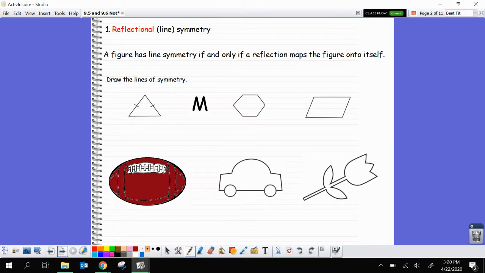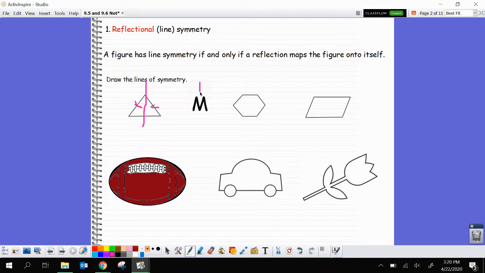Okay, and so we're going to look more just at reflectional or line symmetry, just your basic. Remember, it's just if you draw a line and it reflects onto itself. So I'm going to draw all the lines of symmetry here. I'm going to do it pretty quick. So in this triangle, notice this is just an isosceles triangle. It is not an equilateral. So the only line of symmetry here would be this line.